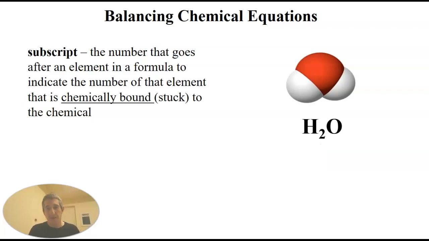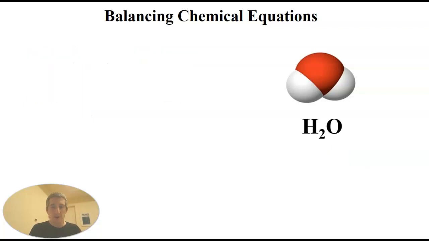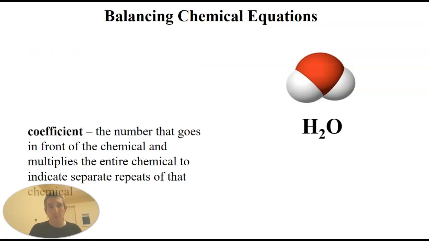Again, the element to the left of the number. And then there's only one oxygen. The 1 is implied to be there. We don't write the 1. 0 is not really an option, so we write the 1. And so the other type of number, well, that would be the coefficient.